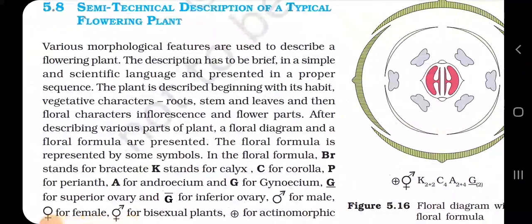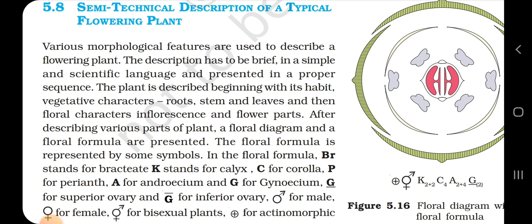Figure 5.15. 5.8. Semi-technical description of the typical flowering plant. Various morphological features are used to describe a flowering plant. The description has to be brief, in a simple and scientific language, and represented in a proper sequence. The plant is described beginning with its habit, vegetative characters such as root, stem and leaves, and then floral characters, inflorescence and floral parts. After describing various parts of a plant, the floral diagram and a floral formula are presented.